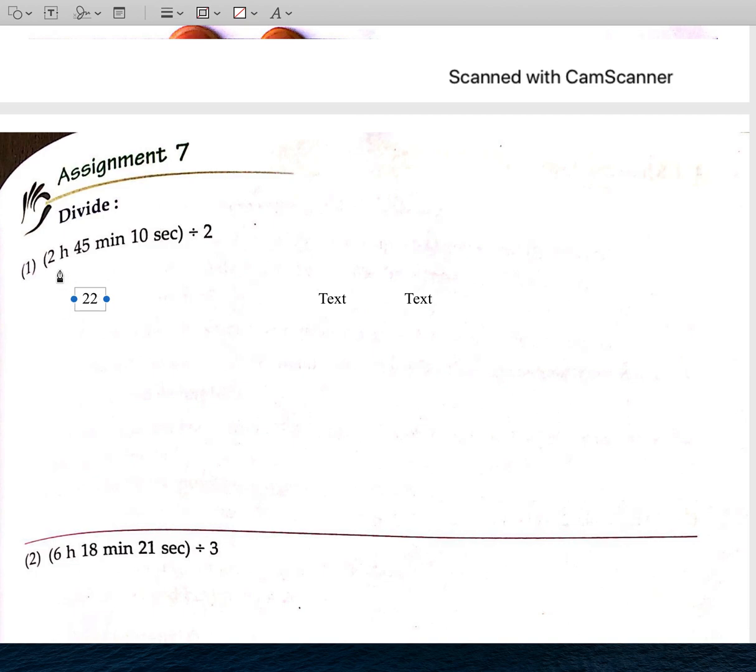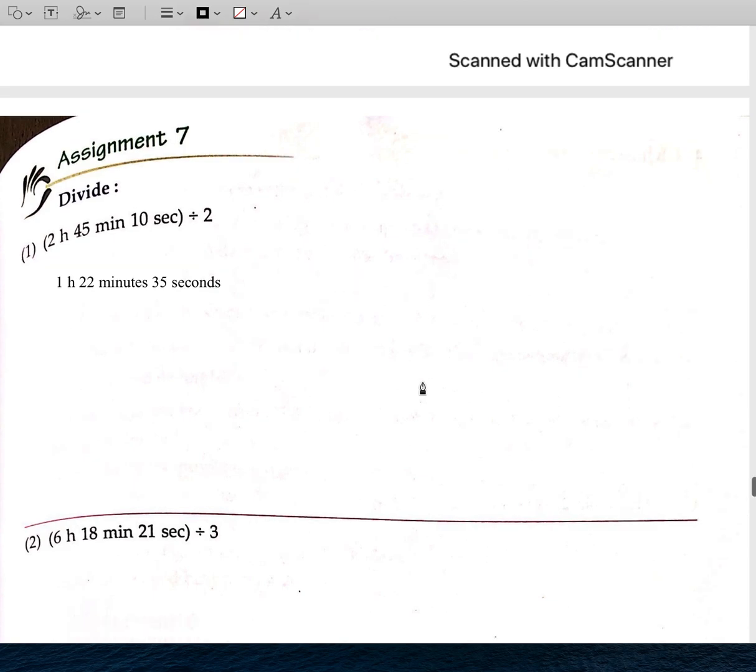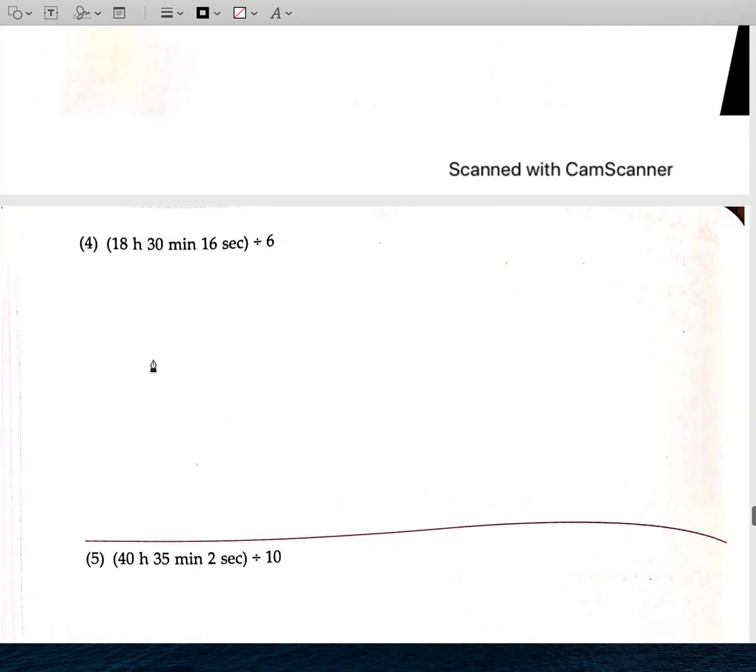So basically now in hours we have 1 hour. In minutes we got 22 minutes. And now when we solve seconds, we got 35 seconds. So that is how we solve. When we have remainders, we just have to convert it and add it to the next one. So let's look at another sum.